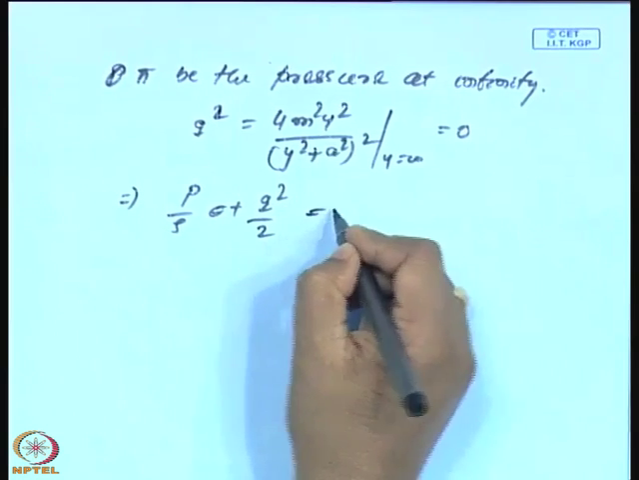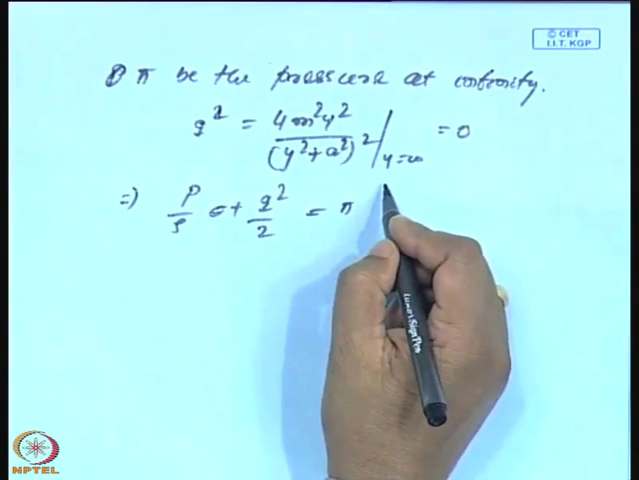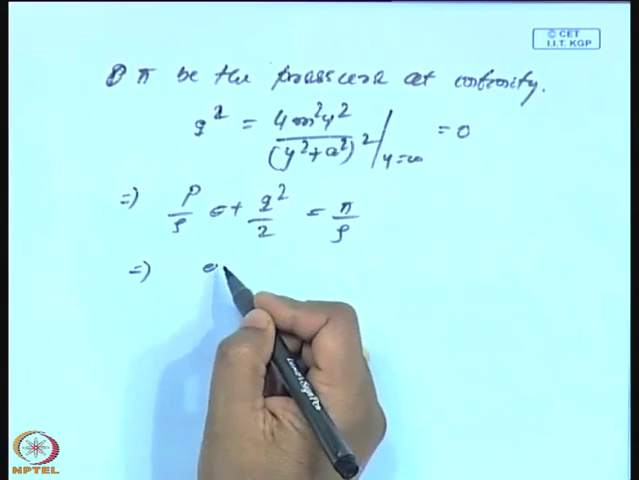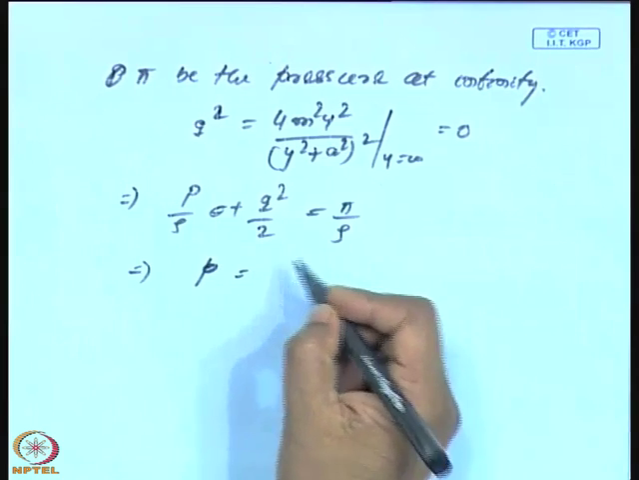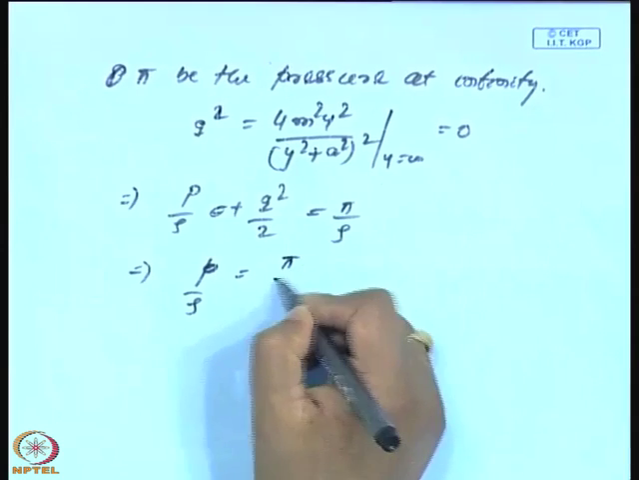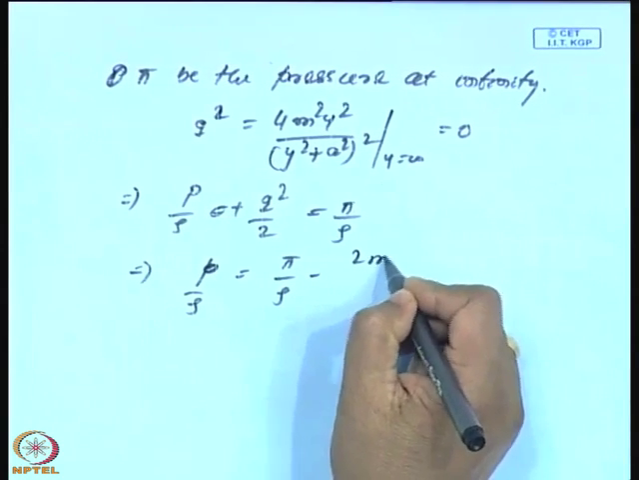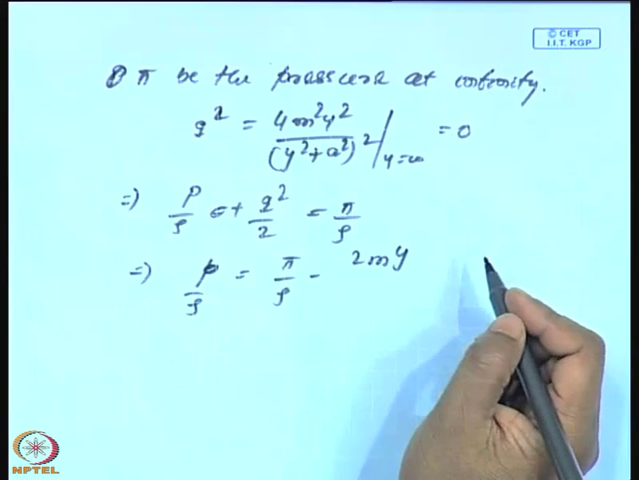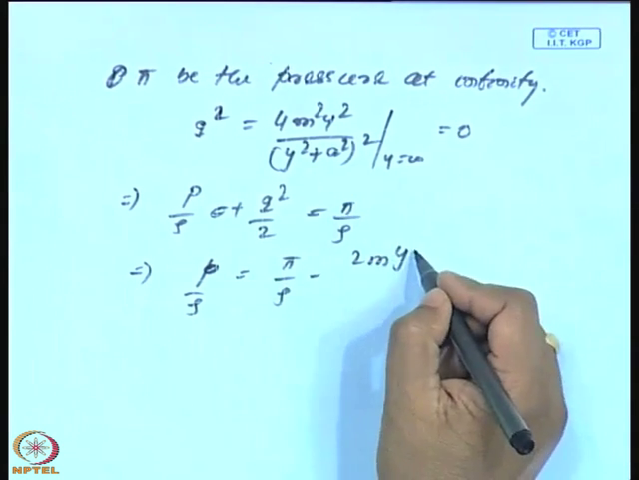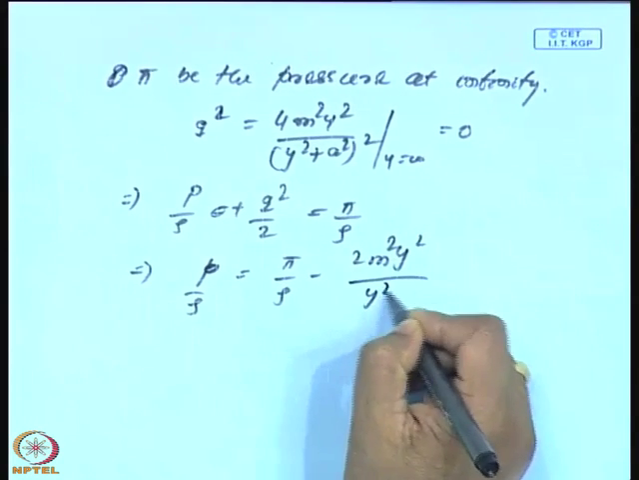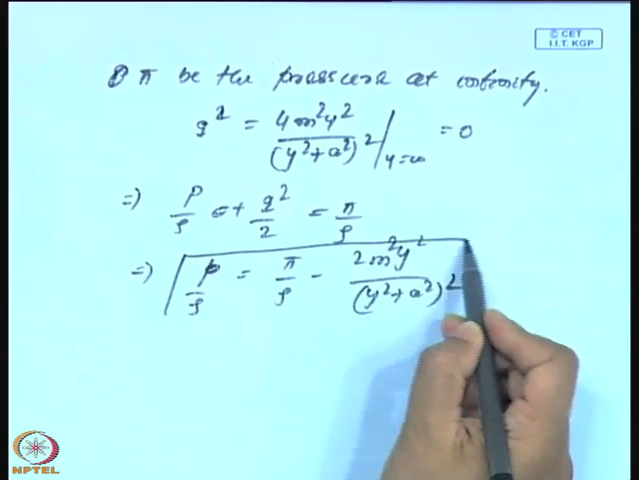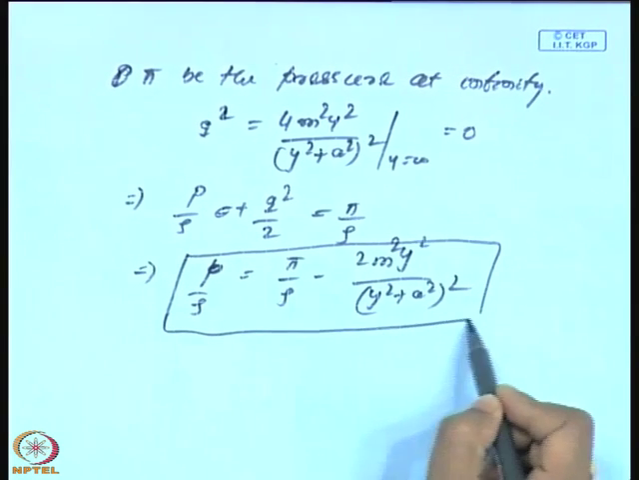If I go to Bernoulli's equation, I have p by rho equal to pi by rho minus q square by 2. And q square by 2, half is there, so we will get 2m square y square by y square plus a square, square. So this will give me the pressure at any point on the wall if I know.